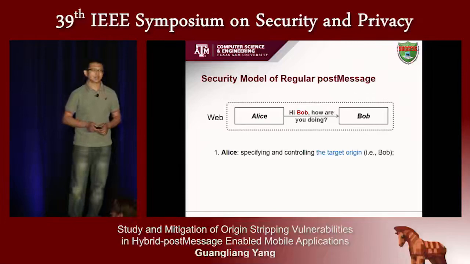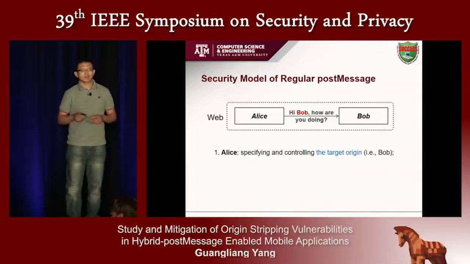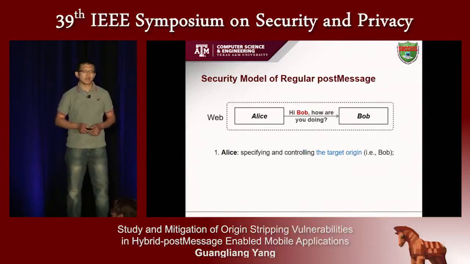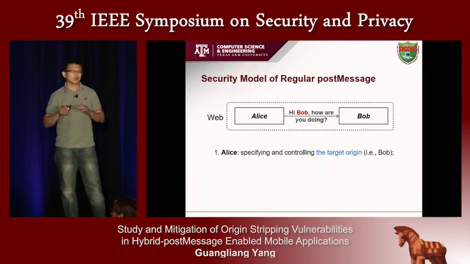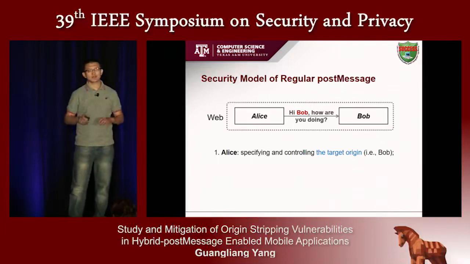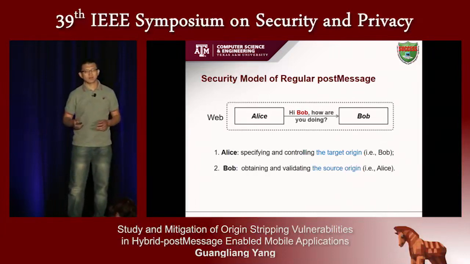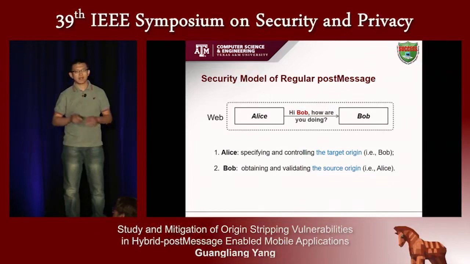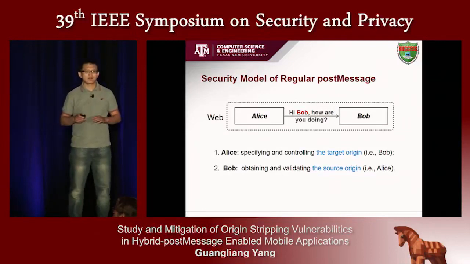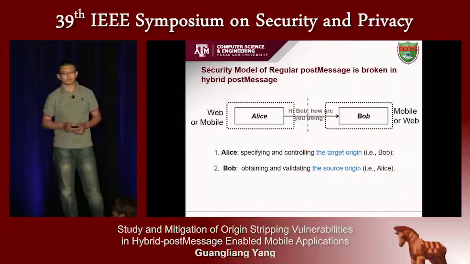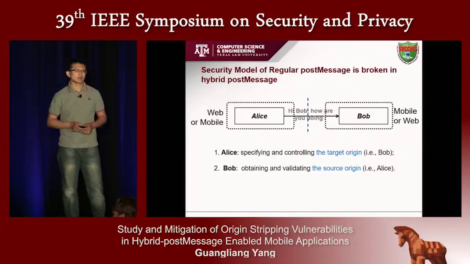Here, Alice is sending a message to Bob. For Alice, the message sender, she can specify and control the target origin of the message to make sure only Bob can receive her message. For Bob, he can obtain and validate the source origin of the received message to make sure only Alice's message is handled. However, in hybrid postMessage, the story is totally different.